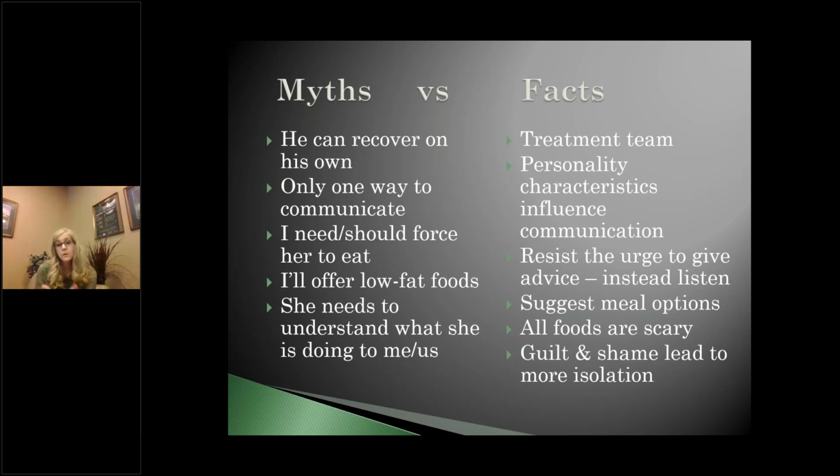These are understandably why people think these things, but they're not going to work, and not in the home of someone with an eating disorder. He can recover on his own. There's only one way to communicate. I need or should force her to eat. I'll offer low-fat foods. She needs to understand what she is doing to us, or he is doing to us, and how this is affecting our family.